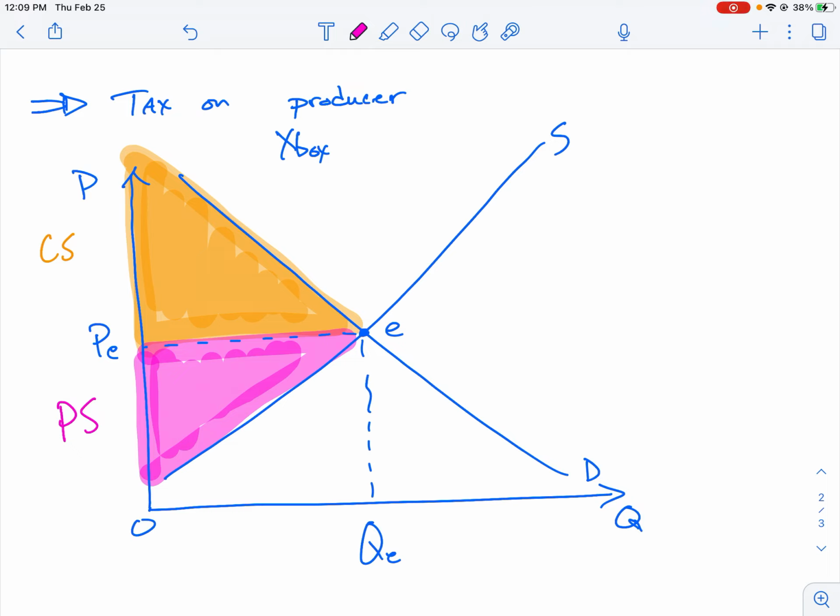So that's your starting point, right? The market is efficient and you maximize the area of economic surplus. Now, suppose that we impose a tax on the Xbox producer. Let's add in here, let's call this equilibrium price $300, right?